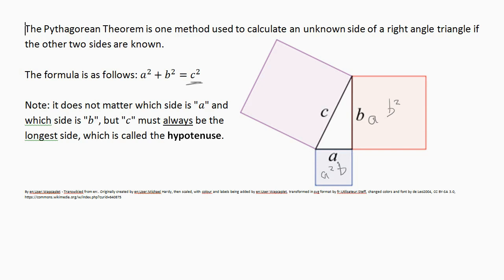And if we were to add up these two areas, what we're getting is the area of this third square, because C times C would be the area of this square. So c squared is this area. So if you take these two areas and you add them up, you'll get the exact same as the area of this square right here.